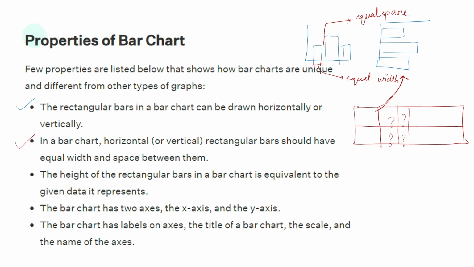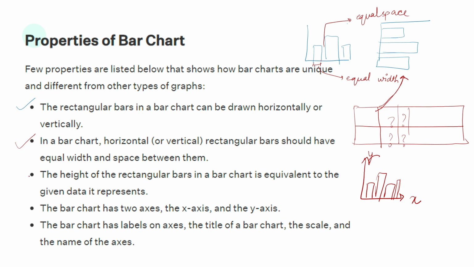The next point says the bar graph has two axes, x and y axis. So we have data here and we have bars fitted here. So this is the y axis and this is the x axis, and a bar graph has two axes, x and y.